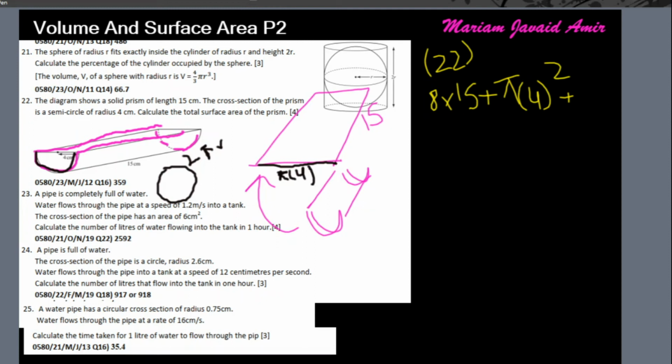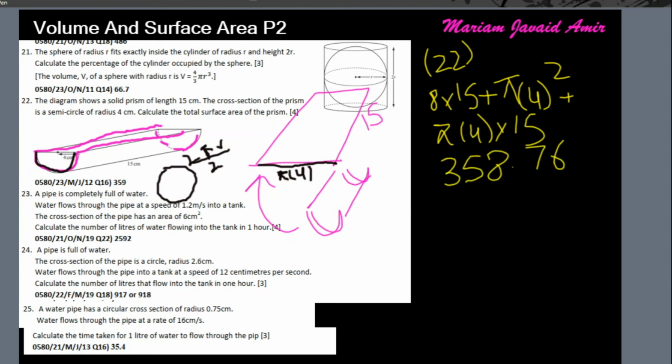So we'll add 4 pi to it, plus 4 pi times 15 because length times width. Wait, I did not divide it by 2. The circumference is 2 pi r, we divide it by 2, so we get pi r, and pi r is pi times 4, so we add to it pi 4 length times width.